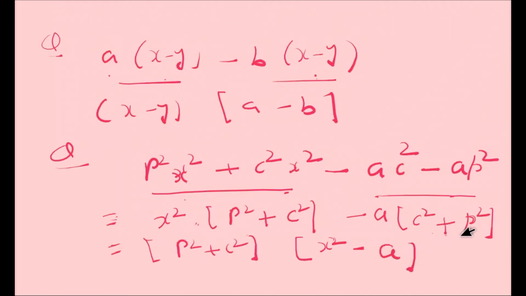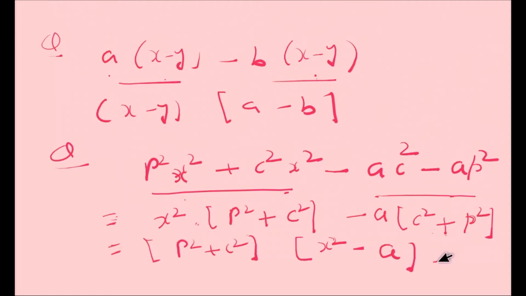Okay, c square plus p square, or we can write p square plus c square, is the same value according to the commutative law, 2 plus 3 or 3 plus 2. So this bracket is the same, so we take this bracket common and now it is factorized. x square minus a is left here. Okay, so students, this way we can use the pairing method.